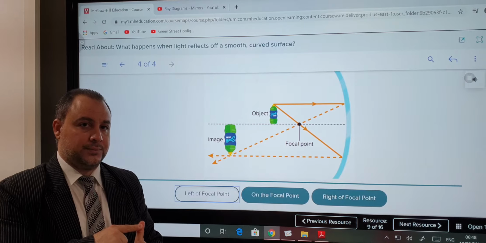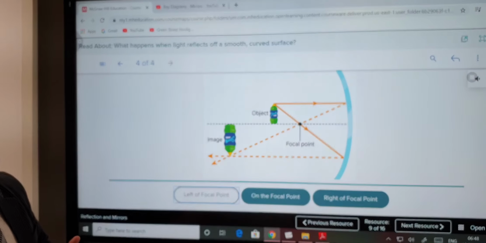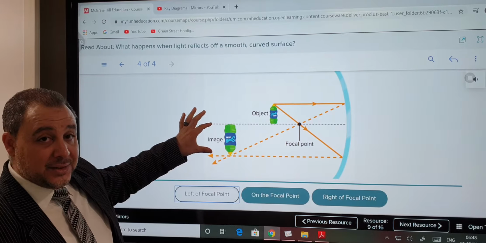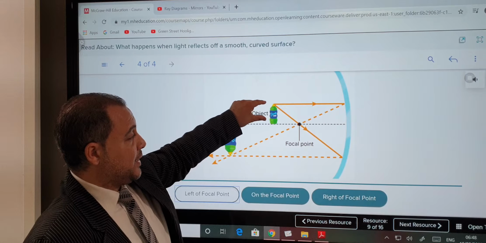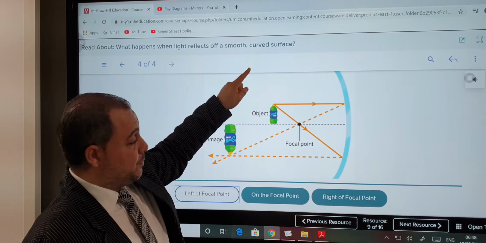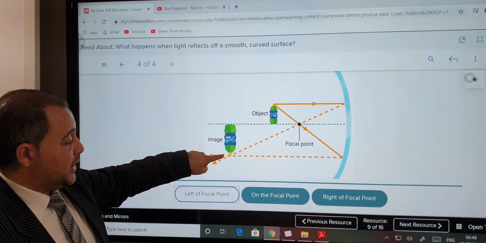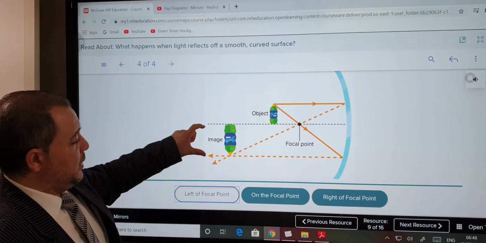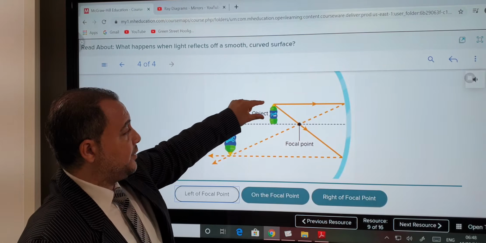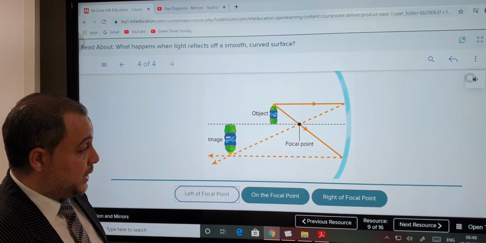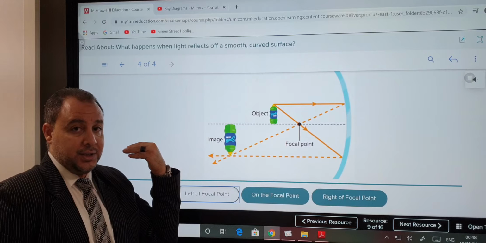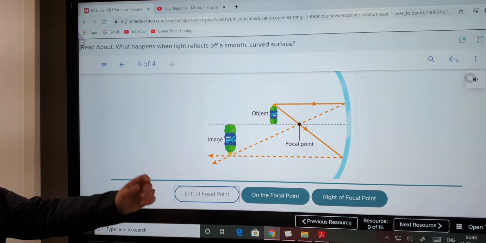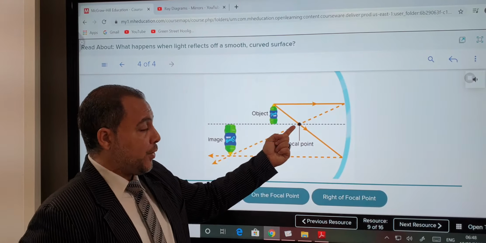The second one is that the image is inverted. What's meant by inverted? The object has its head at the top, but in the image its head is down, so it's called inverted. Number 3, the image is larger than the object. It is found behind the object. So these are the properties of the image formed through a concave mirror where the object was left of the focal point.